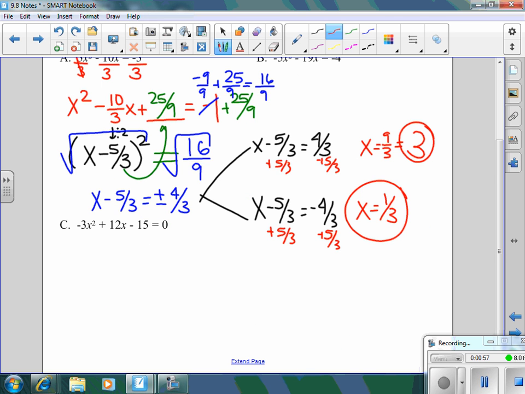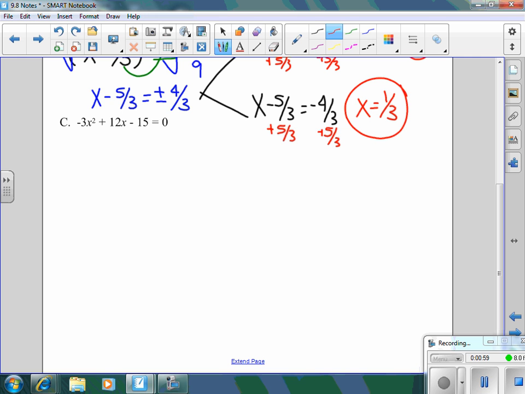Let's try C, since we don't really have room for B, and I'll have you try B on your own. C, we have the same problem again. We have a number in front of our x squared term. That cannot happen, so in order to fix that, we need to divide everything by negative 3. It's not good enough to just divide everything by 3, because then we'd have negative x squared, and we still can't complete the square with that. So I now get x squared minus 4x plus 5 equals 0.